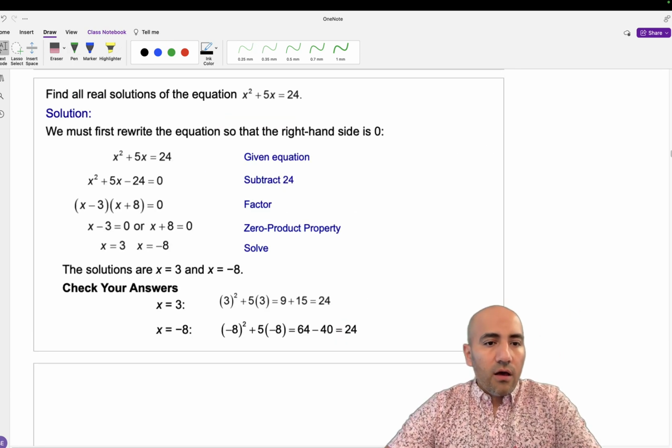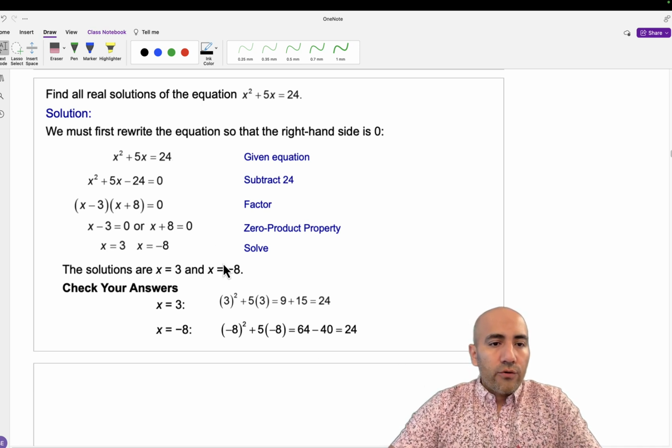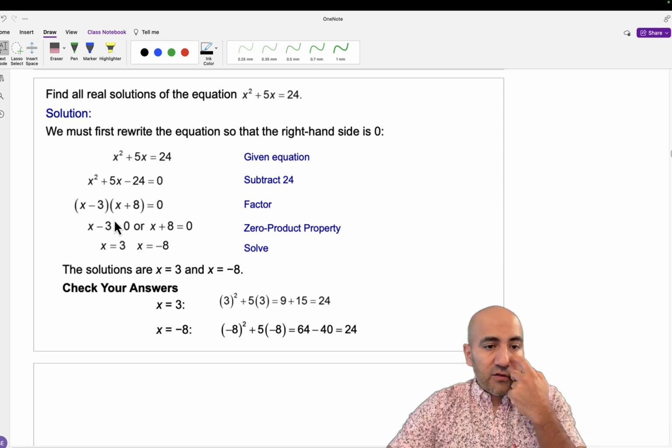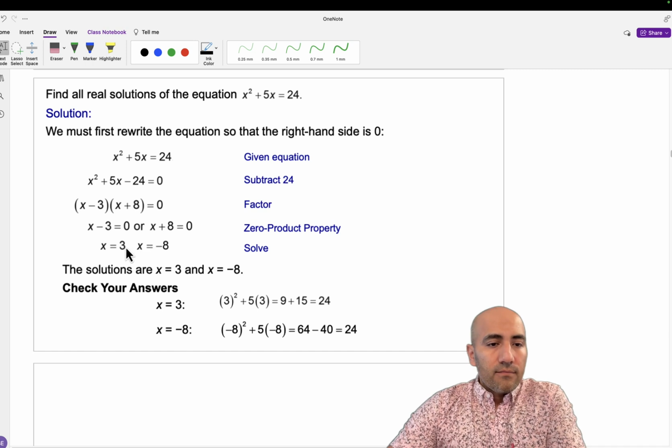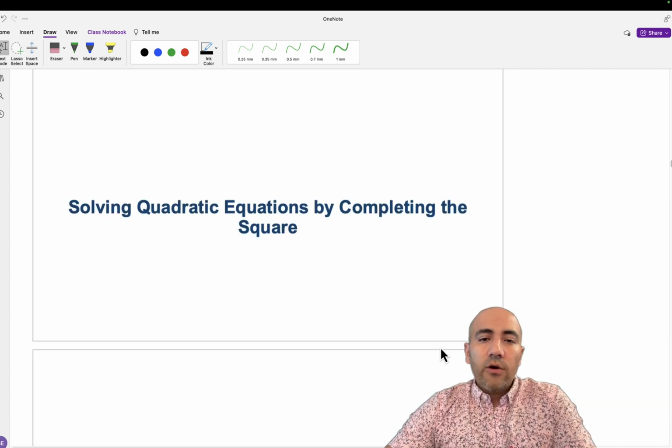And here's your author's solution for this question. And it was basically the same thing I did. Move over the 24, factor it, and then you can use the zero product property to solve for both answers and then check them. Okay, solving quadratic equations by completing the square.